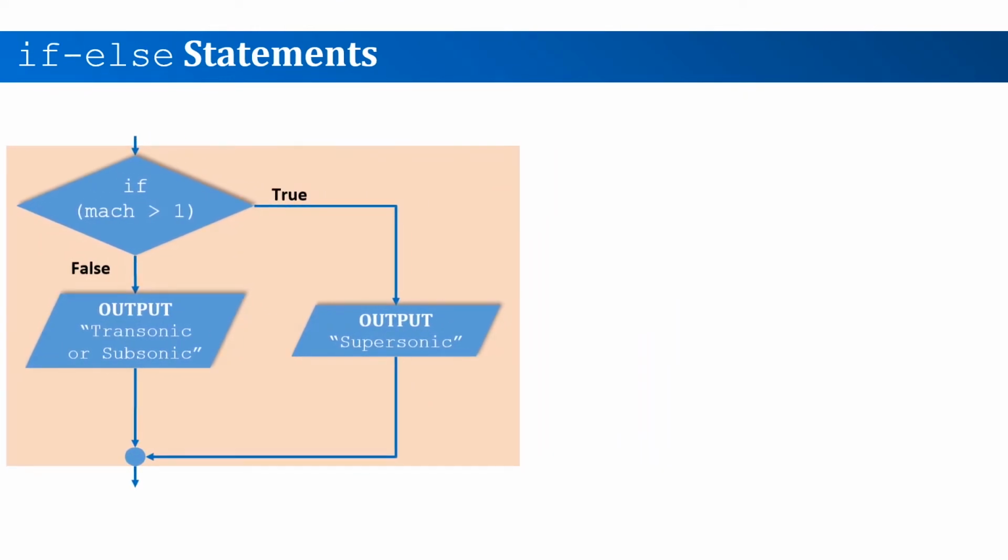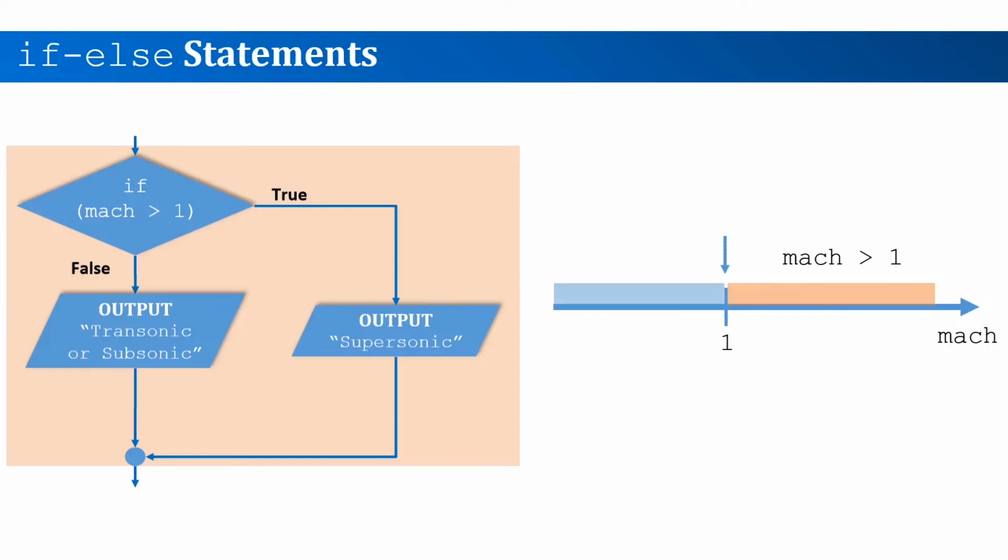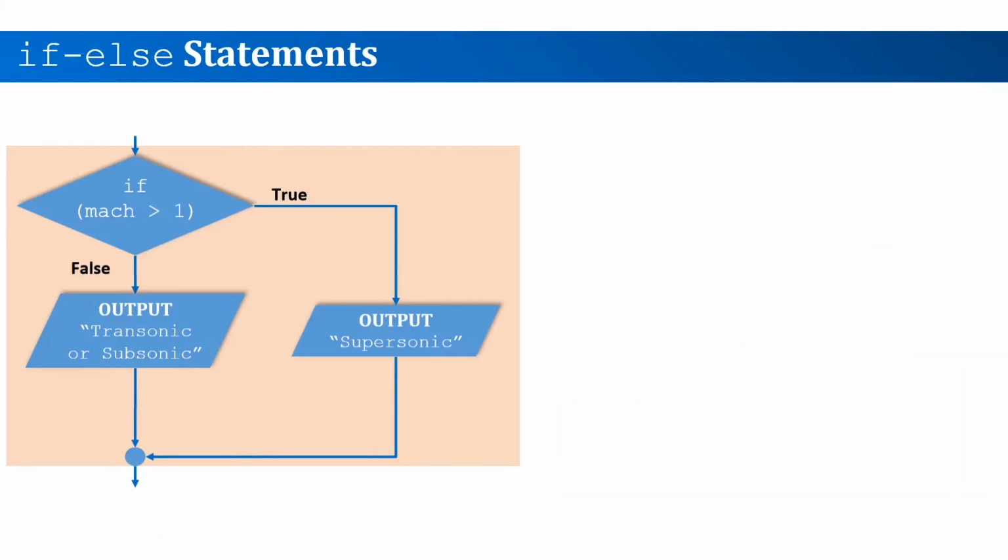Let's think of it in a high-level language that we use every day. We say that if Mach is greater than 1, it's supersonic. Else, it's transonic or subsonic. Notice that else captures the two other possibilities. Java has an if-else conditional statement that can help us implement this in Java.